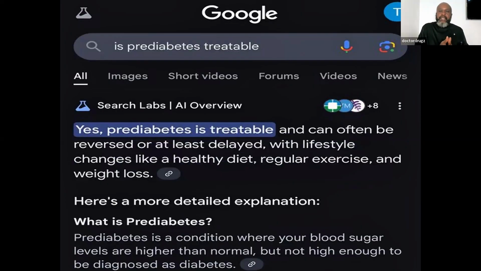Now, for pre-diabetes, they said yes, pre-diabetes is treatable, because I asked Google, is pre-diabetes treatable? And it says yes, and it can often be reversed or at least delayed with lifestyle changes, like a healthy diet, regular exercise, and weight loss. Sometimes you tell patients to give you their weight and height, and they say, what concerns my weight and height with my sugar? Please, there's high blood sugar, find me a solution. They do not know that excessive weight and obesity can directly provoke type 2 diabetes. So find out why I'm emphasizing this shortly.